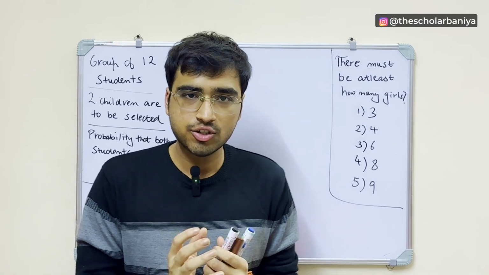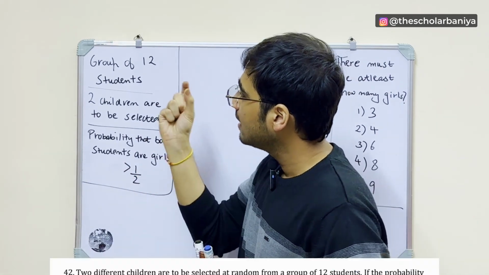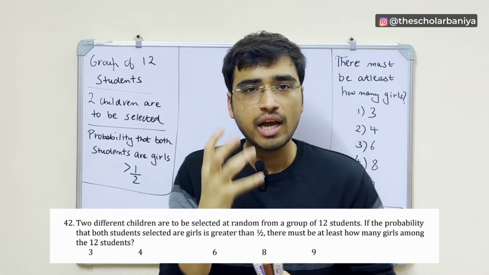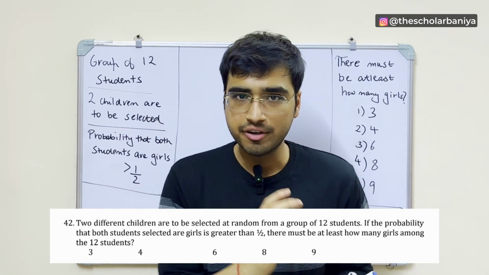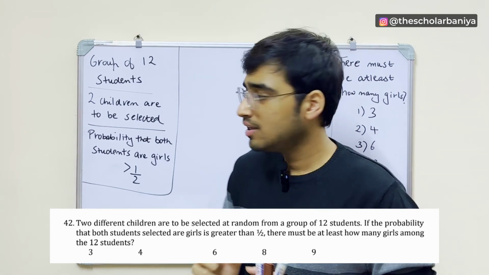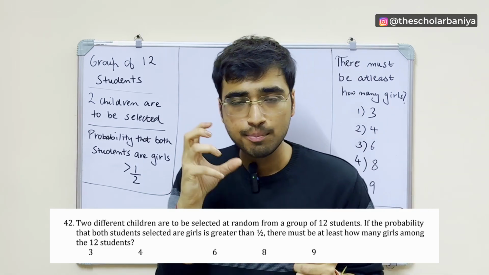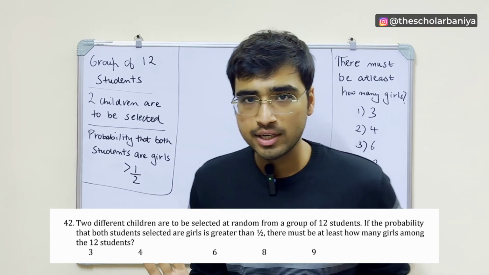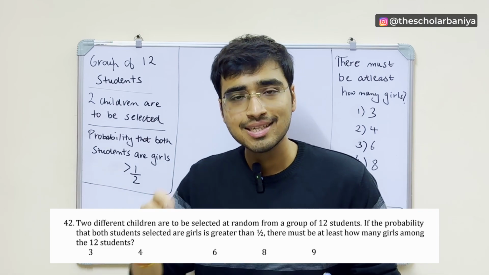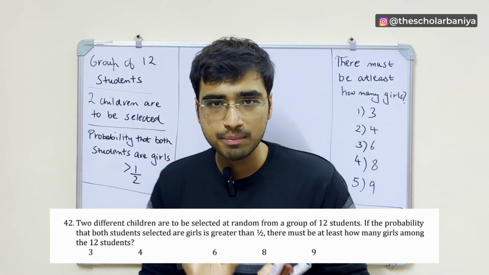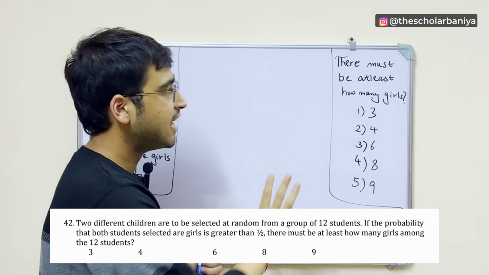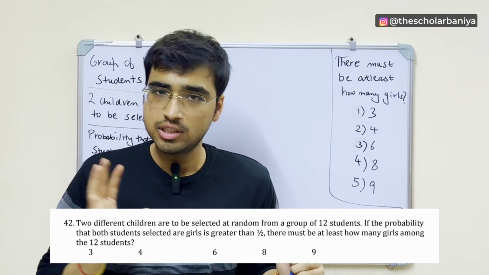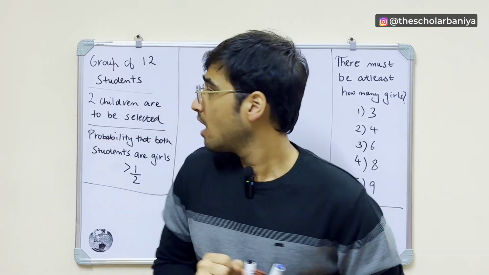So let's move on to the next question, guys. In this question, we are given that there are a group of 12 students in total, out of which we have to select two different children. We are also given that the probability that both the students selected are girls is greater than 1 by 2, and we have to tell that there must be at least how many girls in total out of those 12 students, right? Okay, perfect.